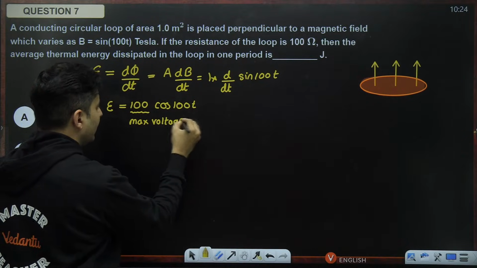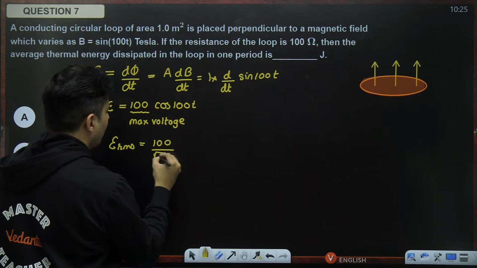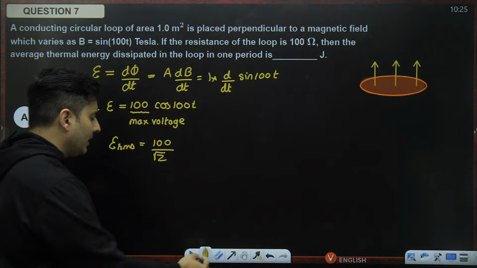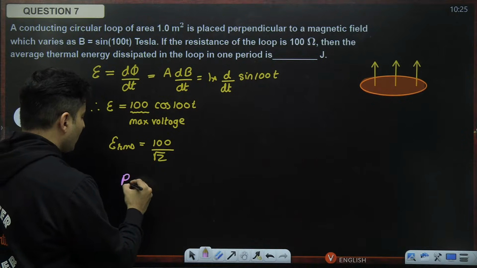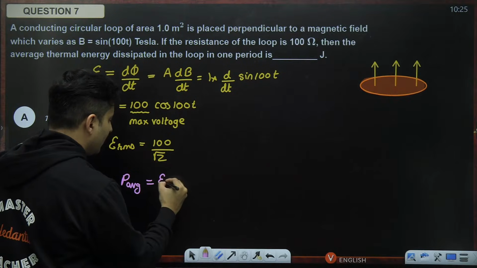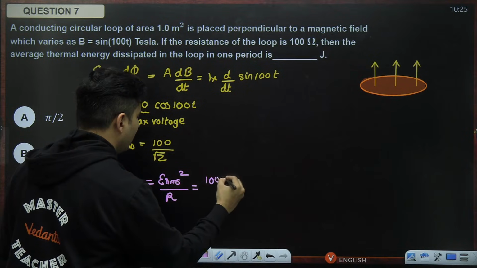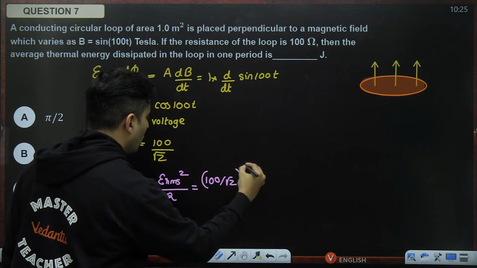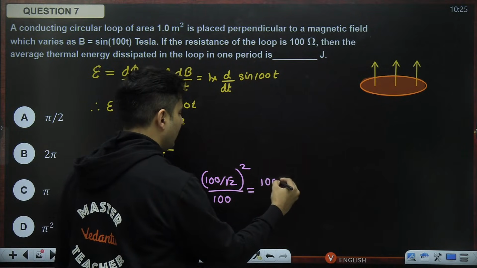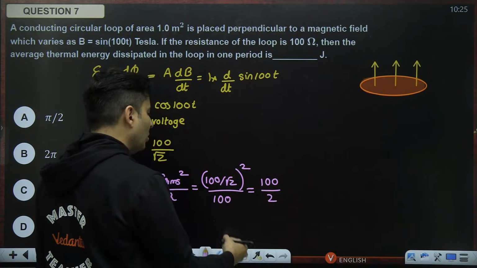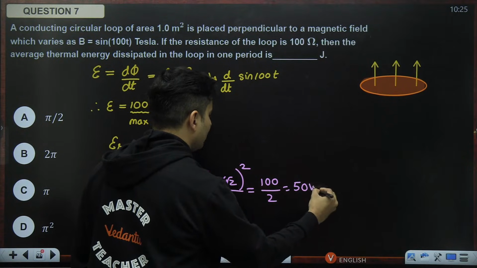This is nothing but maximum voltage, but we will need the RMS voltage, which will be the maximum divided by √2 for calculation of thermal energies. So let's start with the thermal energy calculation. First, let's look at the power. The average power will be nothing but E_RMS square divided by resistance. So it will be 100 by √2, this whole square, divided by the resistance, which is 100 ohms. One of the hundreds will cancel, so 100 will be there, and √2 square will be 2. 100 square and 100, one cancelled, one remained, which is nothing but 50, and this will be in watts.